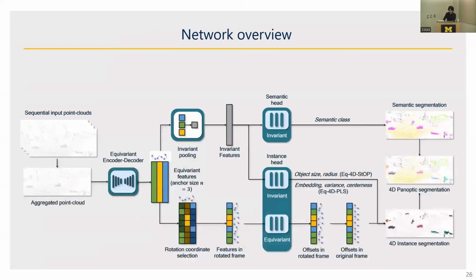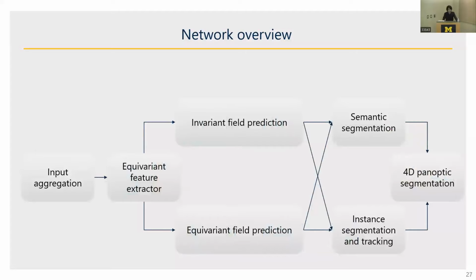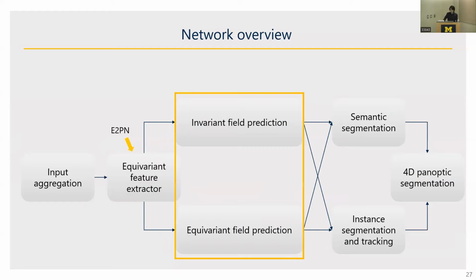Here is an overview of the network. Without going into all the details, this network can be abstracted as a few blocks. First, the sequential LiDAR scans are aggregated together as a single input to the network. And then we have an SE2 equivariant feature extractor to learn the equivariant features from the point cloud. And here we are using the E2PN as the backbone. And then these equivariant features go through invariant field prediction and equivariant field prediction modules to further process the features. Here, these two modules are the main contribution of this work, which we will explain in more detail in the next few slides. These features then go through the prediction heads for semantic segmentation, instance segmentation, and tracking. And their outputs, when combined together, are what we want for the 4D panoptic segmentation task.